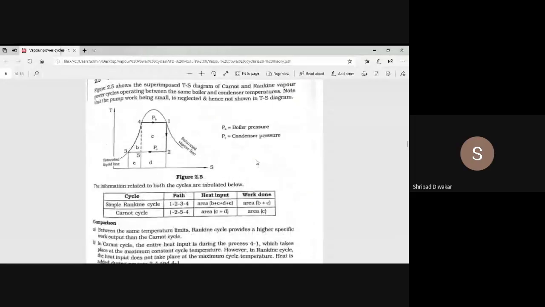Now today, first I'll make the comparison between the Carnot cycle and your Rankine cycle. First, how are we going to represent them in one TS diagram? Sometimes they ask to compare the Rankine cycle and the Carnot cycle. Hope all of you are seeing the contents on the diagram. There is a superimposed TS diagram, where we are representing both cycles.